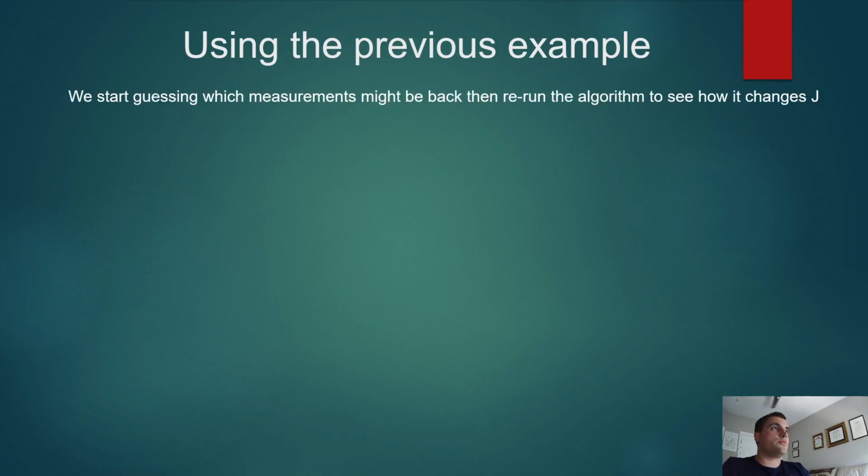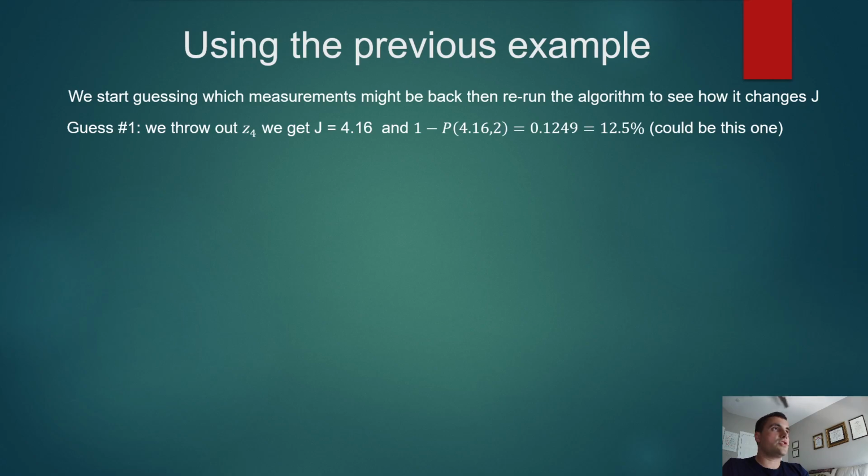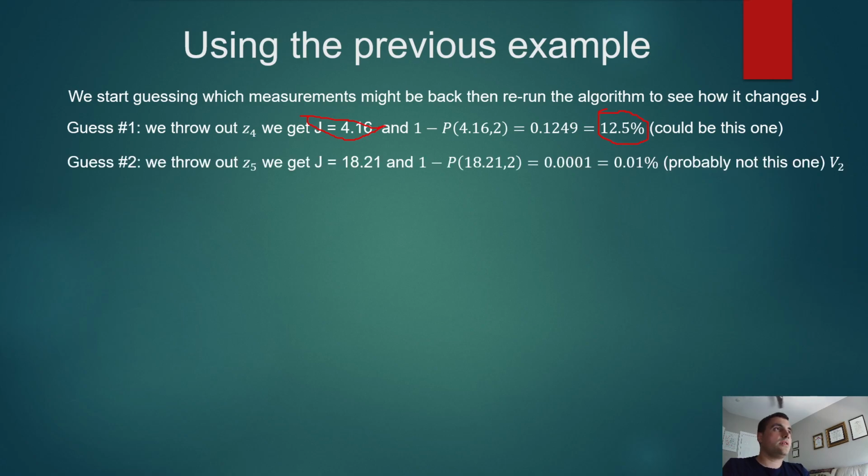So using the previous example, we start with measurements that we think might be bad, and there's really no way to do it other than just guessing. So we start off with Z4, chuck that out, we get J equals 4.16, and our new probability that we get is 12.5 by plugging it back into the chi-squared equation. So it could be that one, kind of unlikely. So then instead we try chucking out Z5, and we get 18.21 for J, which corresponds to 0.01 from the chi-squared function. So it's probably not that.